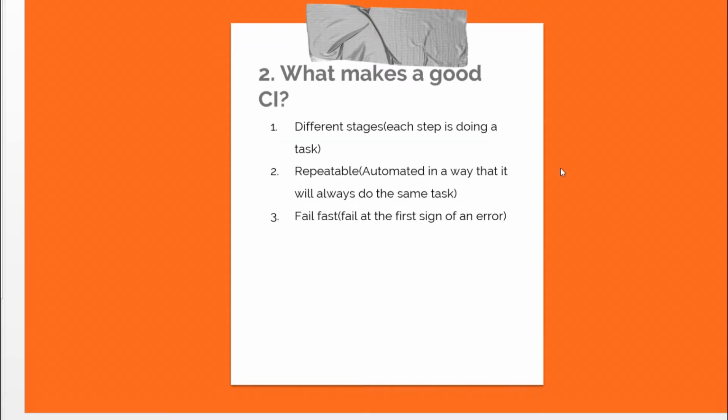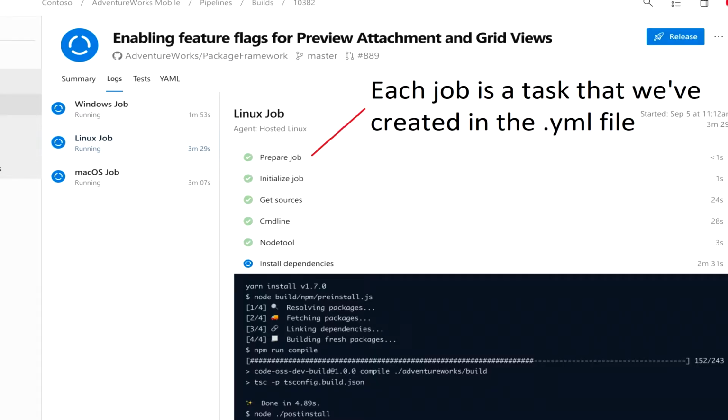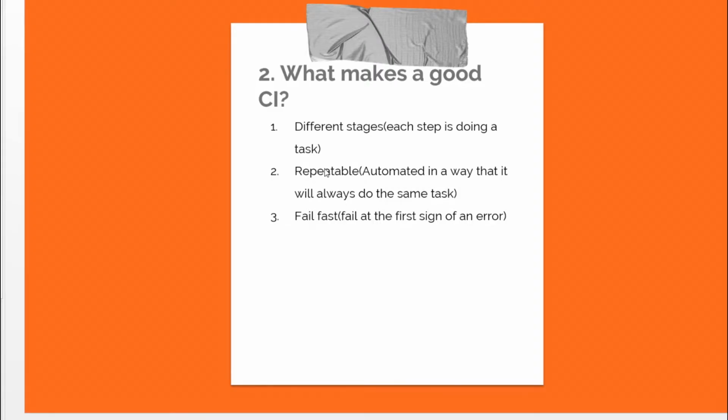So what makes a good CI? It's the different stages that we have here. So we have one task to use .NET Core. We have another task to run unit tests. All these are stages. They are separate tasks that are going to run every time the build is deployed. And it's repeatable, so it is automated in a way that we don't need to do it manually. We also don't need a human to do these tasks. Like I said to you guys, every time a pull request is created, it is going to run, so we don't have to worry about it.